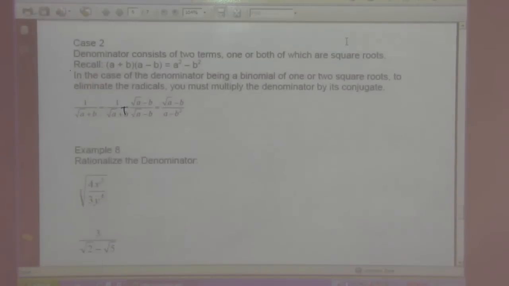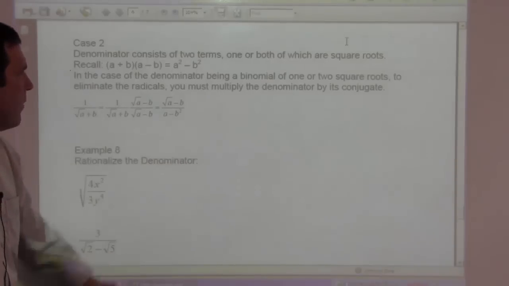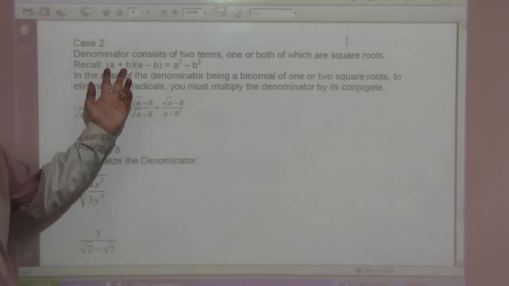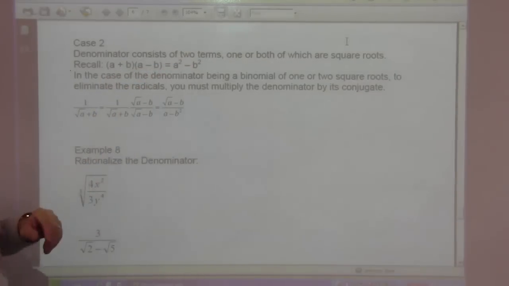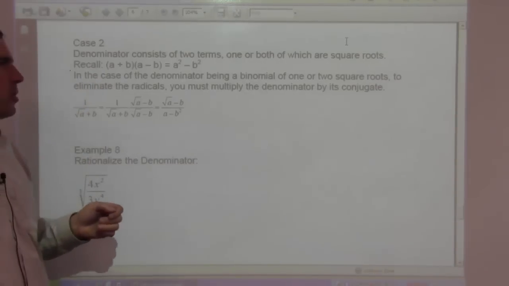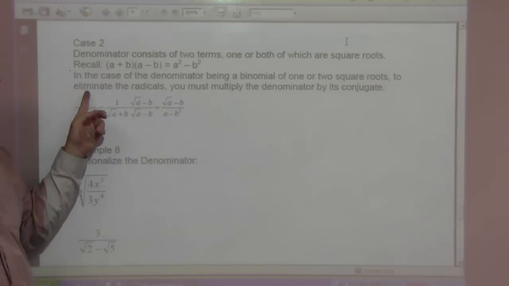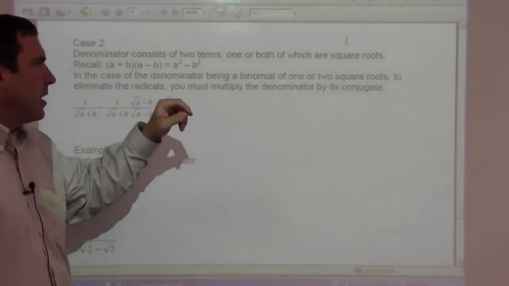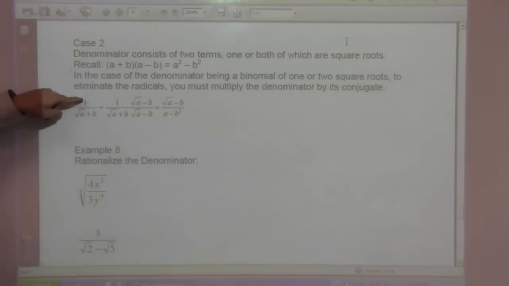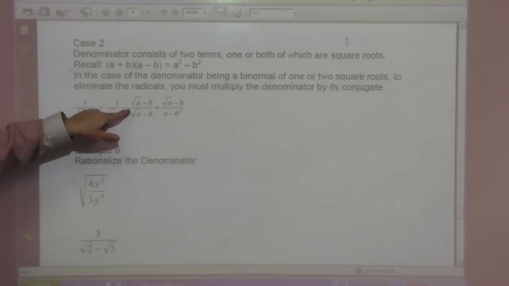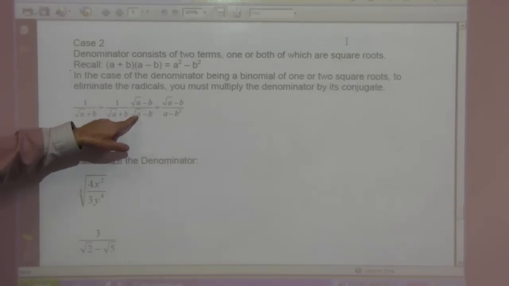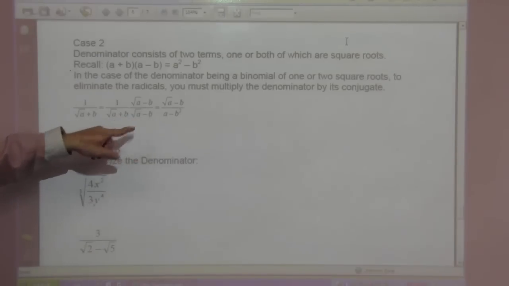We have a second case when you would have two terms down below. And for this case, we take advantage of conjugates. A plus b times a minus b is a squared minus b squared. So in the case of the denominator being a binomial of one or two square roots, to eliminate the radicals, you must multiply the denominator by its conjugate. So 1 over the square root of a plus b, that's just rewritten here, times the square root of a minus b over the square root of a minus b. Now you have an a plus b, a minus b situation.